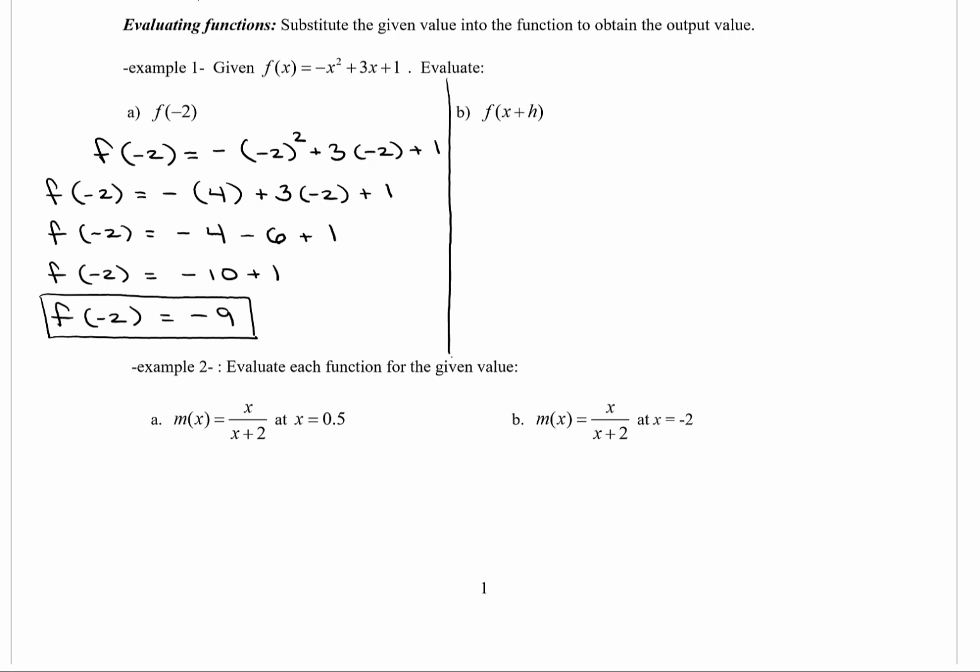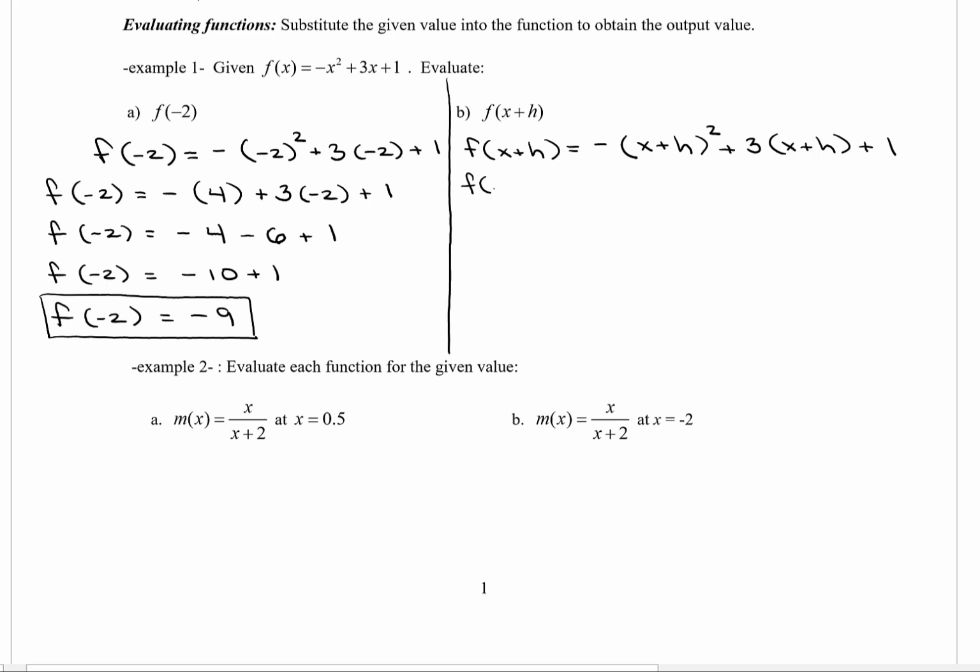For B, we're going to evaluate f of x plus h. This time we're going to substitute the entire quantity of x plus h. So I'm going to write down f of x plus h is equal to negative. We're going to open up a set of parentheses. I'm going to write x plus h, close the parentheses, and I'm going to raise that binomial to the second power. And then outside of that, we're going to add 3 times the quantity x plus h, and then we're going to add a 1.